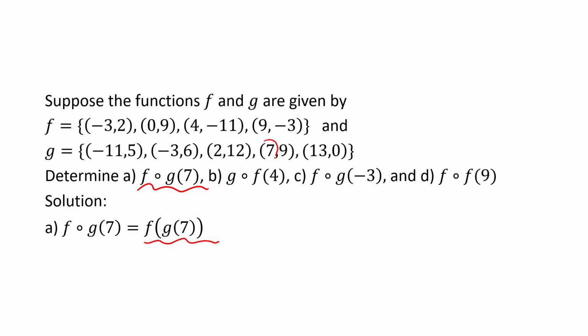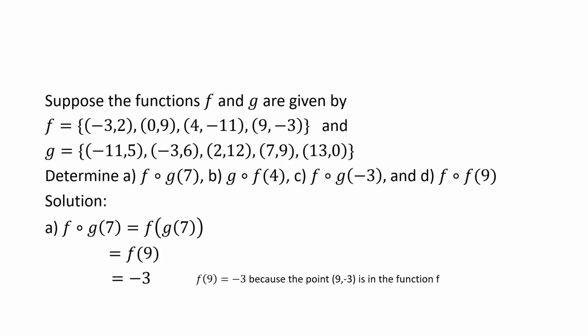Well, g at 7, if you recall from function notation, is the y coordinate that goes with an x value of 7 in the function g. G at 7 is 9. So that's like saying f at 9. Well, f at 9 is negative 3, because negative 3 is the y-coordinate that goes with an x-coordinate of 9 in the function f.